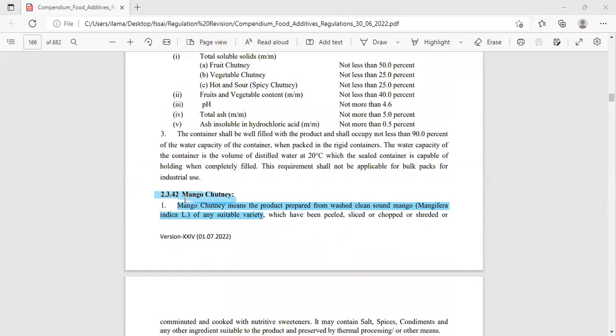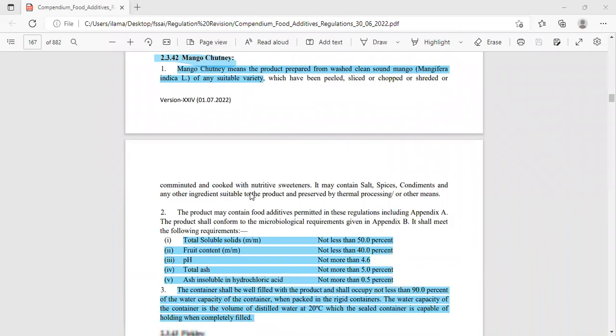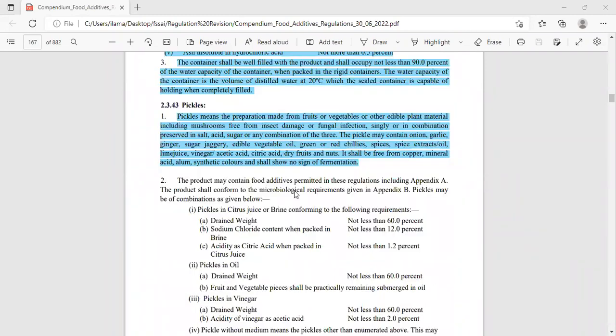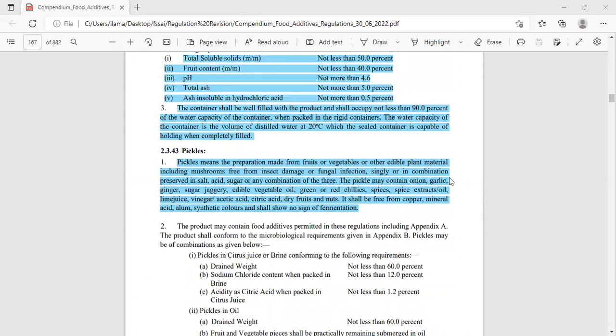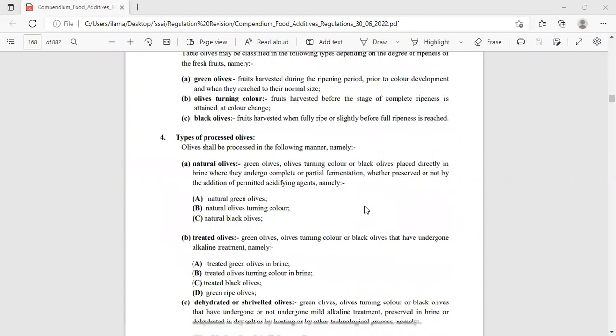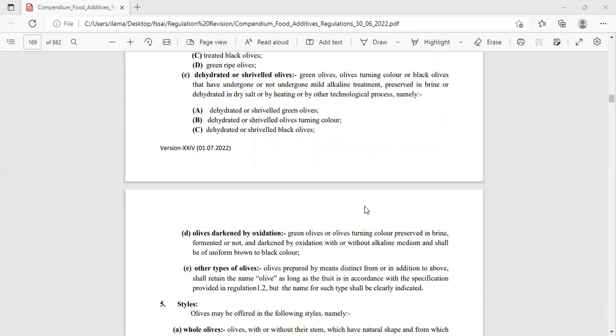We also have mango chutney, which is manufactured from Mangifera indica. And pickles, we all know what is pickle, and just go through what are all the ingredients we are using. And the pickle should be free from copper, mineral acid, alum, synthetic colors, and showing no signs of fermentation. And olives, go through what are the types of olives.